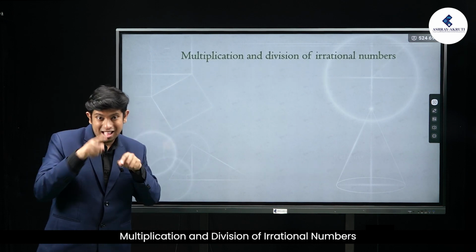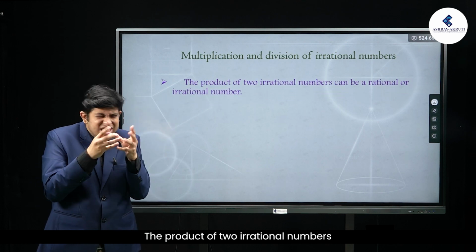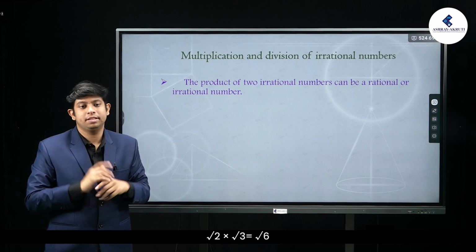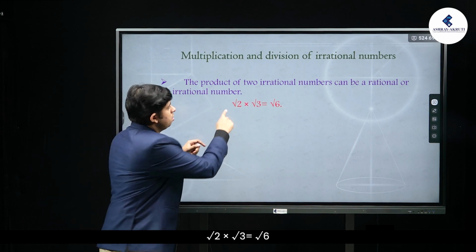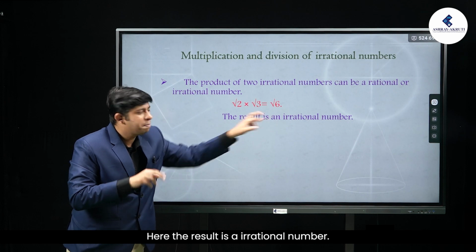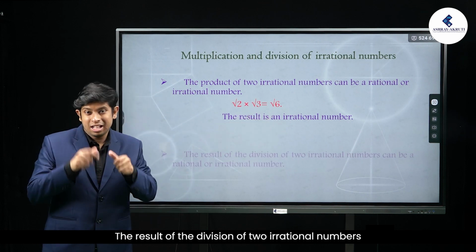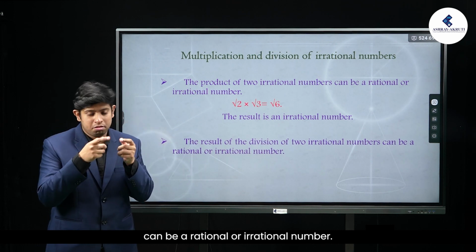Multiplication and division of irrational numbers. The product of two irrational numbers can be a rational or irrational number. Root 2 into root 3 is equal to root 6. Here the result is an irrational number. The result of the division of two irrational numbers can be a rational or irrational number.